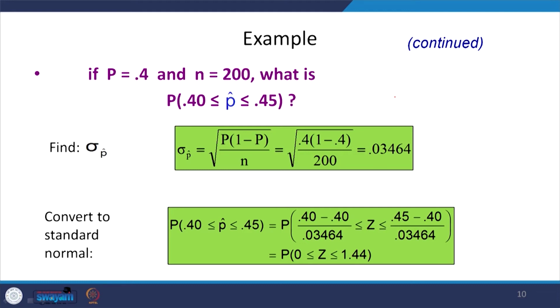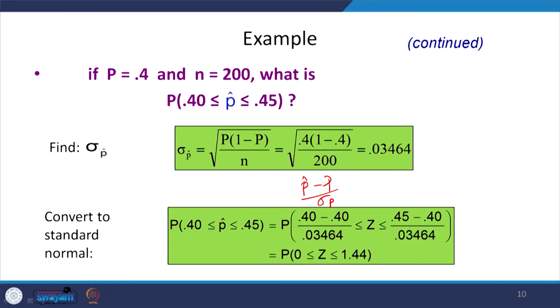So, that will convert into standard normal, so that we can refer the table. So, P of 0.4 less than or equal to p cap less than or equal to 0.45 equals P of (0.4 minus 0.4) divided by 0.03, this 0.4 is your small p bar, and capital P is 0.4, divided by sigma p, because that is nothing but small p hat minus capital P divided by sigma p. So, p cap, the lower limit is 0.4, capital P which is given 0.4, divided by sigma p, we got 0.03.